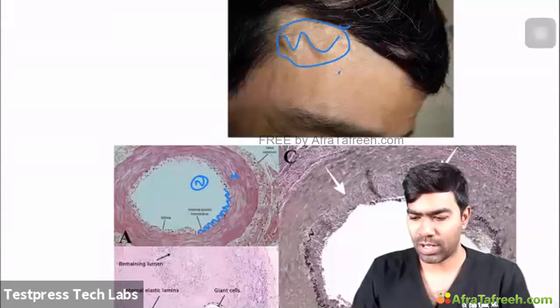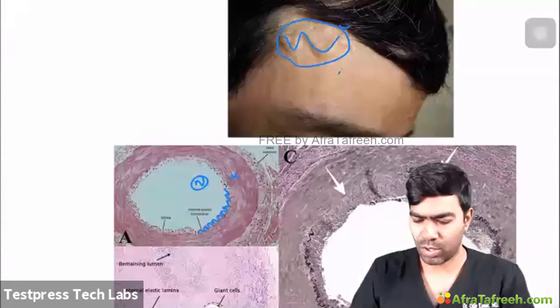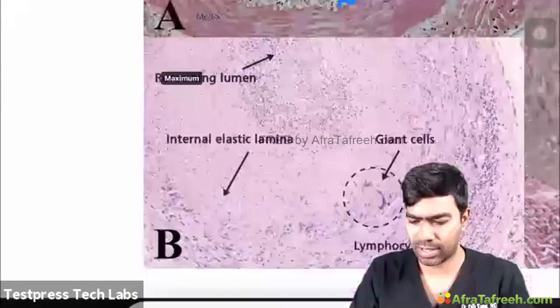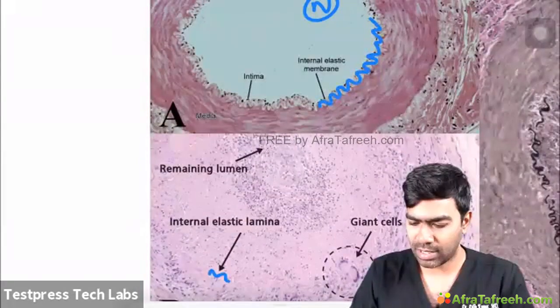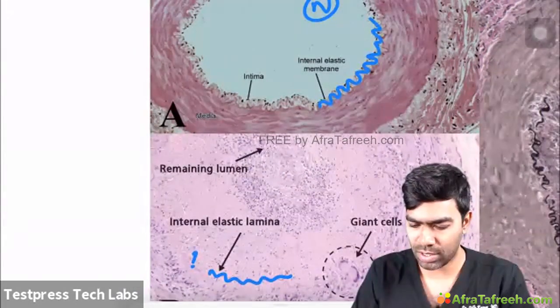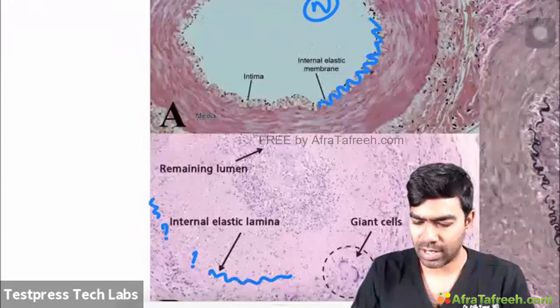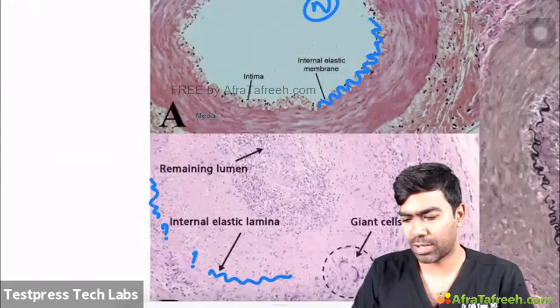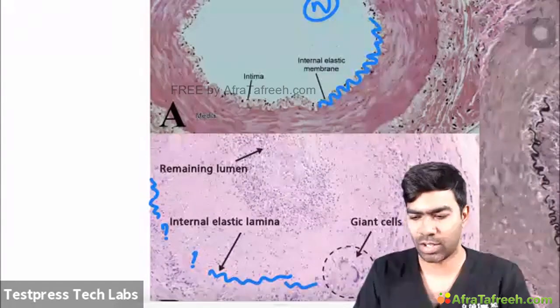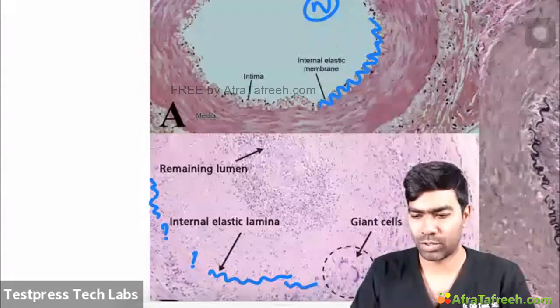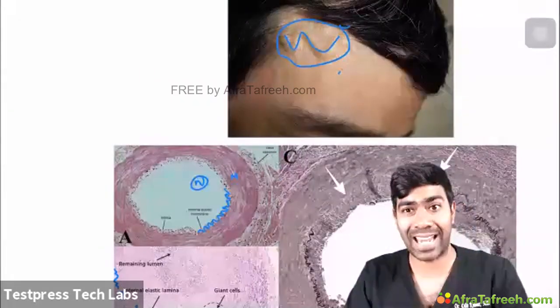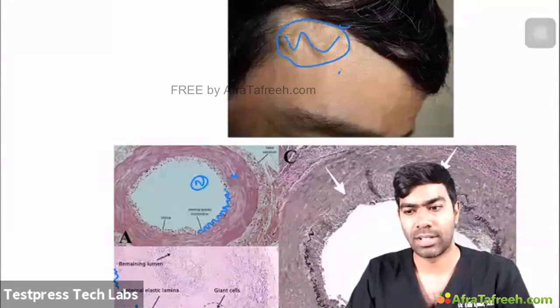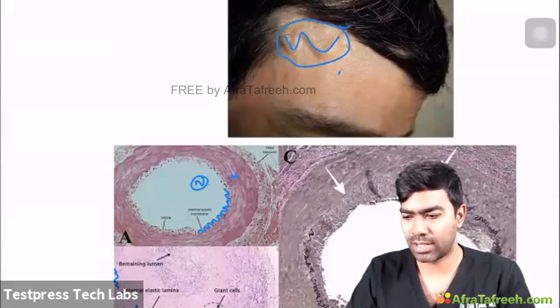And more importantly, if you look closely, you don't really see the internal elastic lamina that clearly. You can see there is an internal elastic lamina that is there, but this area, I don't know if it is there or not. It's disrupted. Again, I'm seeing some internal elastic lamina here. If you see closely here, it's there, and it's not very clear. So it's disrupted. So the disruption of the internal elastic lamina is one of the characteristic findings of vasculitis. In superficial temporal artery, you can see this.